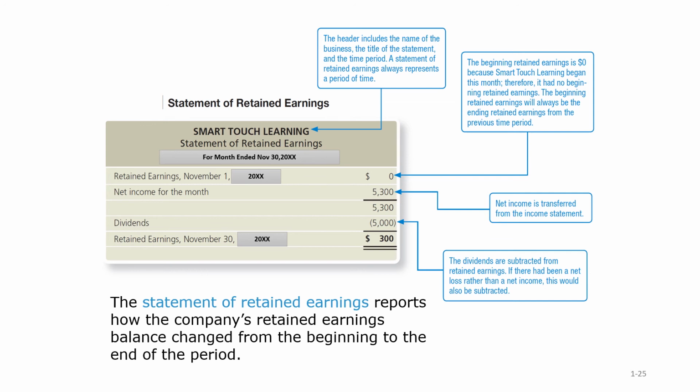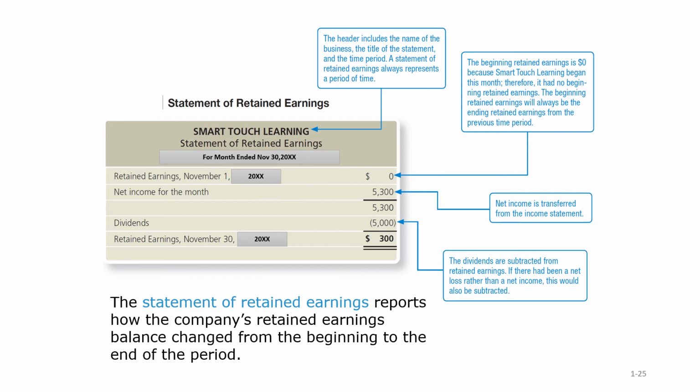So because we are just starting out our company of Smart Touch Learning, we have a beginning balance as of November 1st in our retained earnings account of $0, but we are adding to that the dollar amount of net income, again from the income statement, and we are subtracting the amount of dividends that were paid out. So that gets us to the ending balance of our retained earnings for the November 30th date.